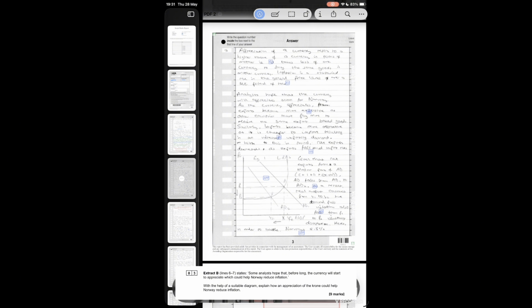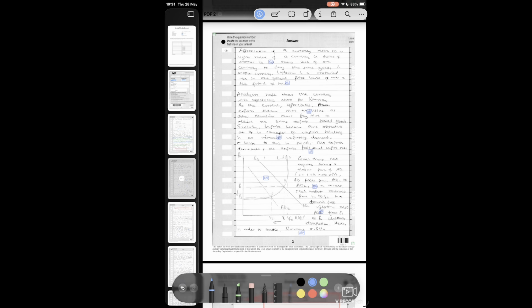So, let's see what I've written here. Appreciation of a currency refers to a higher value of a currency in terms of another, i.e., it takes less of one currency to buy the same amount of goods in another currency. Immediately definition.